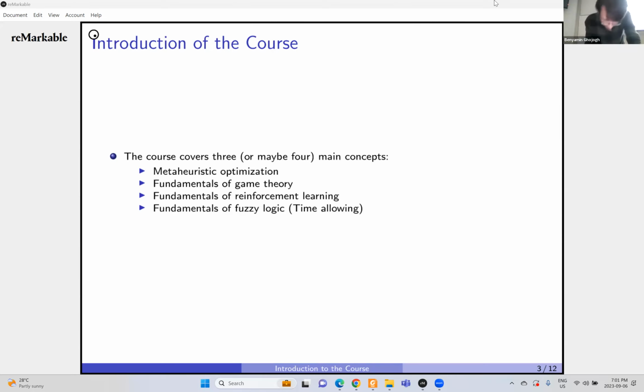This course covers 3 or maybe 4 main concepts. So what are these? They are metaheuristic optimization, fundamentals of game theory, fundamentals of reinforcement learning, and fundamentals of fuzzy logic, if time allows.